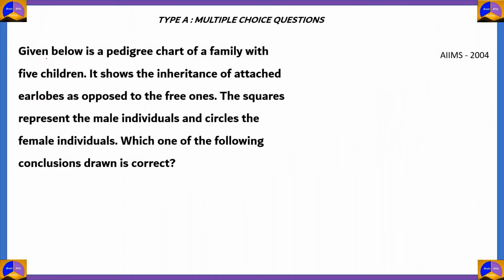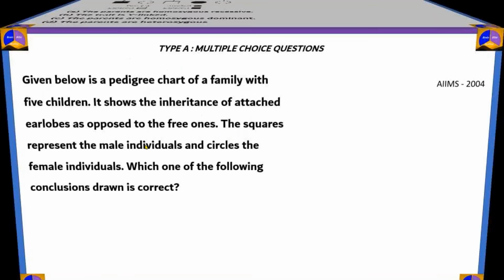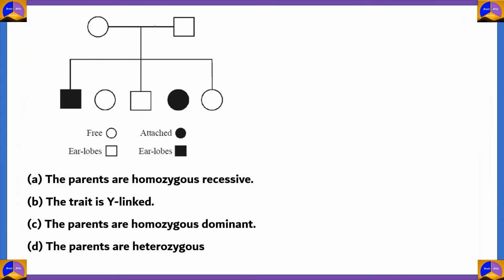Now let's look at our next question. Given below is a pedigree chart of a family with 5 children. It shows the inheritance of attached earlobes as opposed to the free ones. The squares represent the male individuals and the circles the females. Which one of the following conclusions drawn is correct? Let's go to the next page. So we have our diagram here. And it said that the whites are free earlobes and the blacks are the attached earlobes.